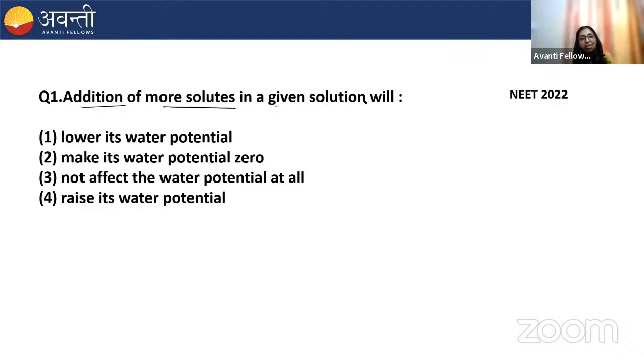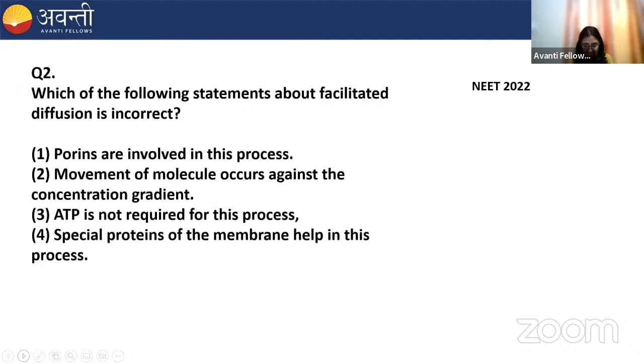Addition of more solute in a given solution lowers its water potential. It's very important. Pure water has the highest water potential, and that is 0, but the moment you start adding solute to it, what will happen? The random motion of the water molecules gets reduced, so it lowers its water potential. Water potential is generally defined in terms of the kinetic energy of the water molecules. So it lowers the water potential. Moving next.